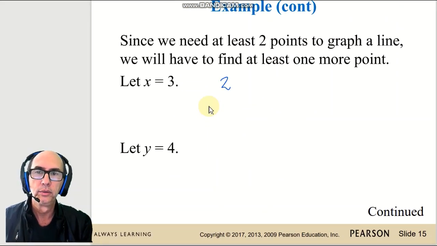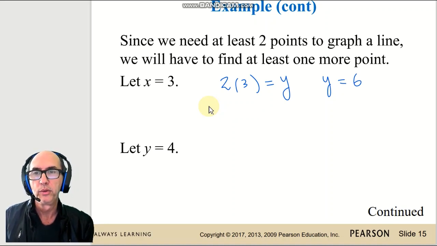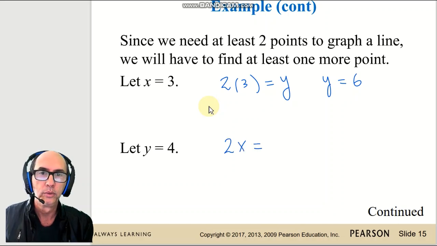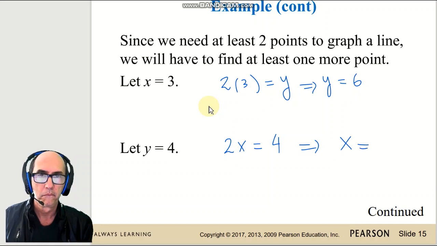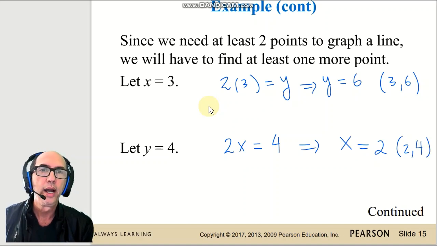2x, 2 times x equals y, y equals 6. And we also can plug in maybe y equals 4. That's up to you to decide. 2x equals 4. Divide both sides by 2. X equals 2. The point here is x equals 3, y equals 6, and the point here is x equals 2, y equals 4. Now we have 3 points.